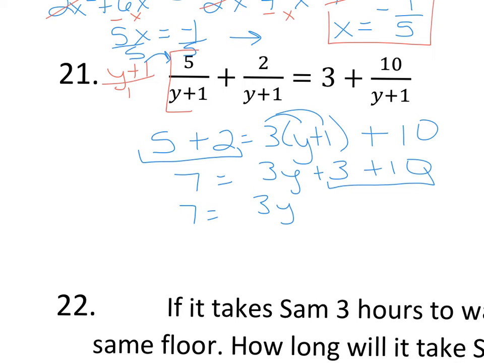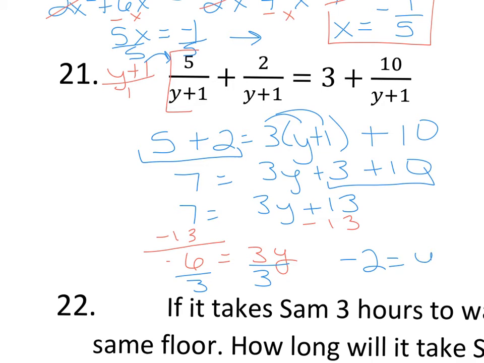Combine some like terms here. This is 13. Then I want to subtract 13 to join it with a 7 over here. So this will be -6 equals 3y. And then divide by 3. Nicely, this fraction reduces for us. And we end up with -2 equals y. Or y equals -2.